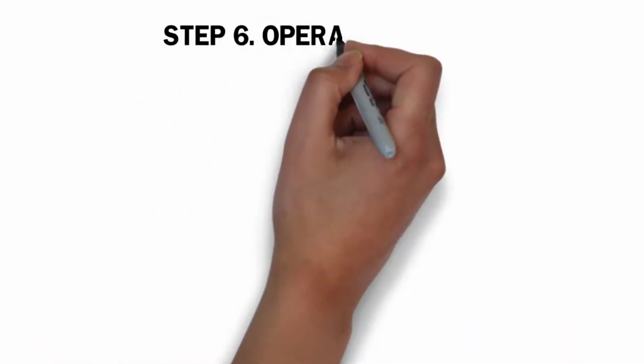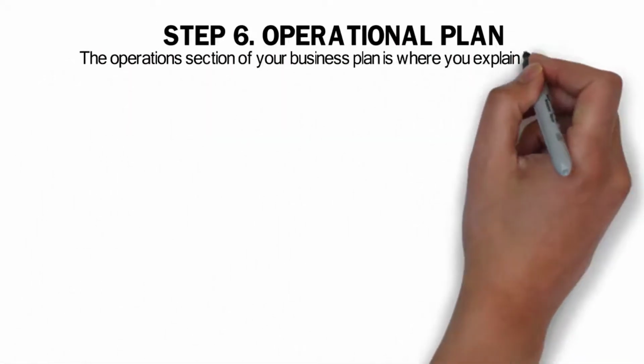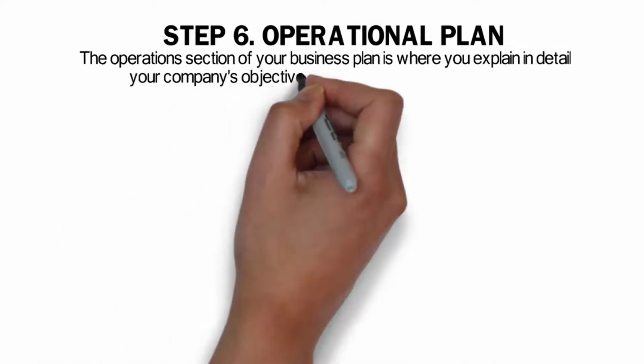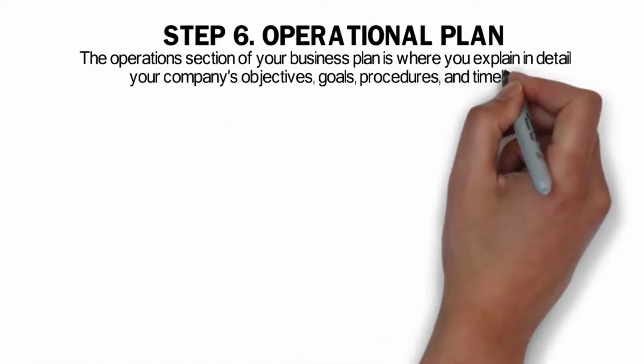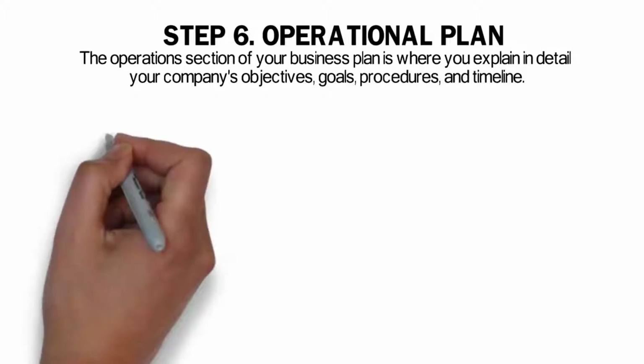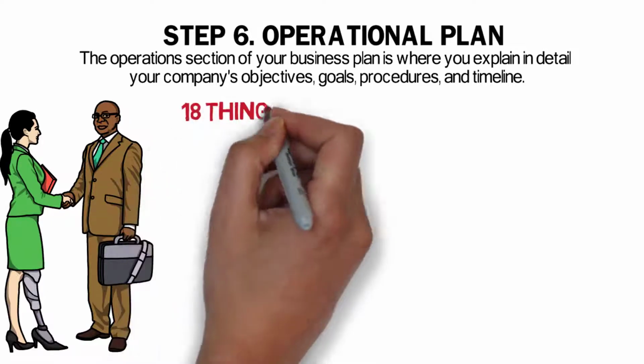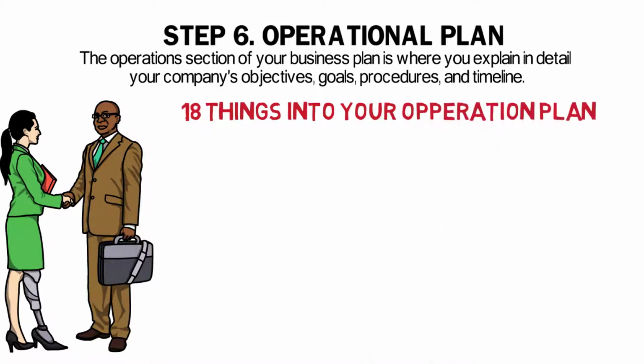Step 6. Operational Plan. The operations section of your business plan is where you explain, in detail, your company's objectives, goals, procedures, and timeline. An operations plan is helpful for investors, but it's also helpful for you and employees because it pushes you to think about tactics and deadlines. You need to add 18 things into your operation plan.